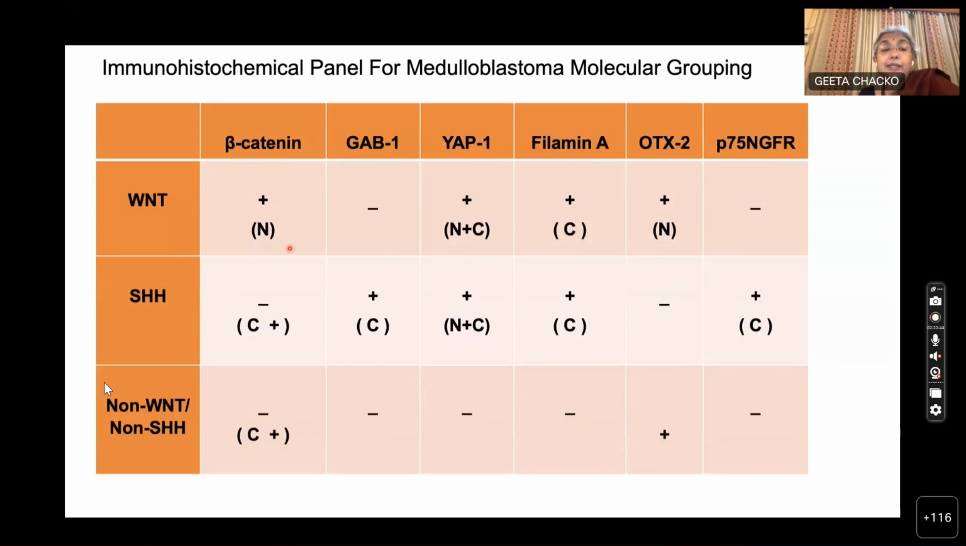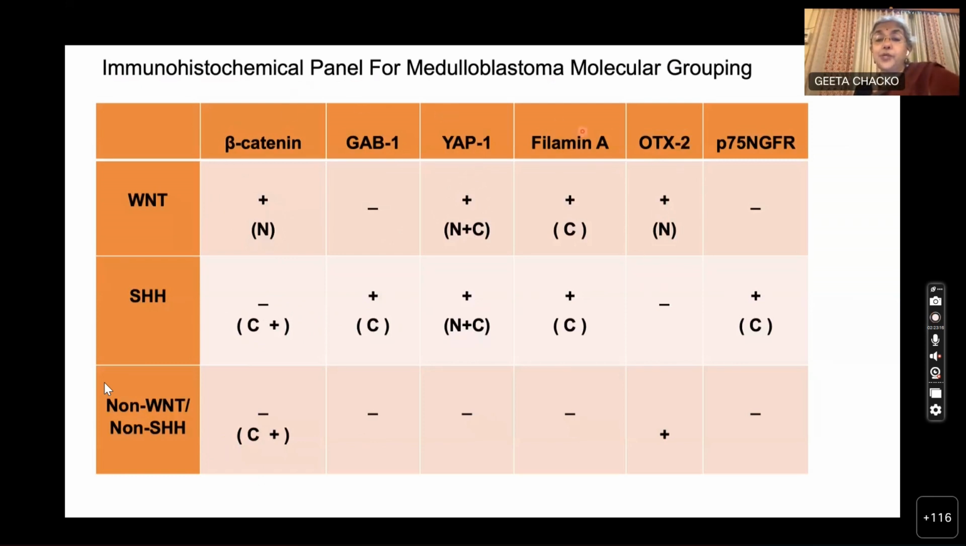So beta-catenin has to be nuclear positive for it to be called a Wnt pathway subtype, and along with it you see YAP1 positivity. For the sonic hedgehog, beta-catenin is negative. It occasionally shows cytoplasmic staining, but they will be positive for GAB and YAP. And this one will be negative for all. There are some newer markers like filamin A and OTX2, which are also helpful. OTX2 is negative in SHH.